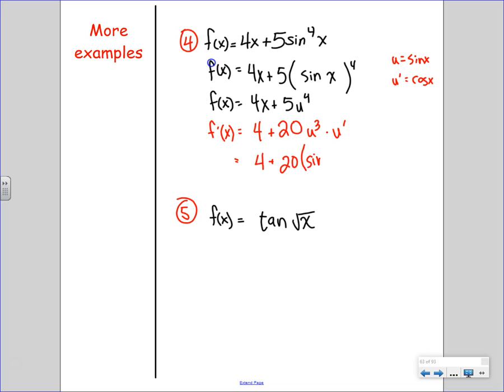20. U is sine, u prime is cosine. Now pause. Can you also think the words? Flop to the fourth. Bring down the 4, derivative of the outside. Bring down the 4, make it a 3, right? Bring down the 4, that's 20, make it a 3. Keep the sine, times derivative of the inside, cosine. You can use the words too.